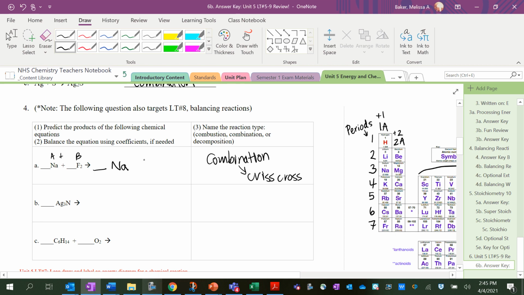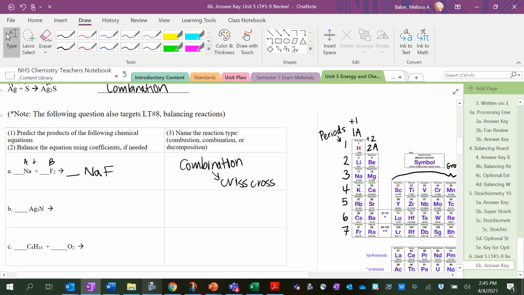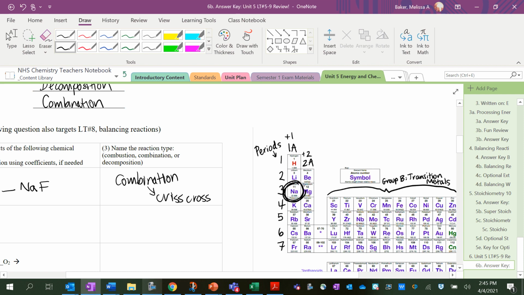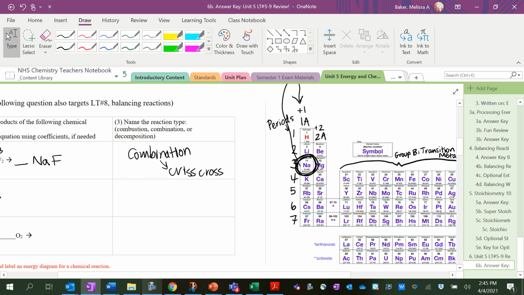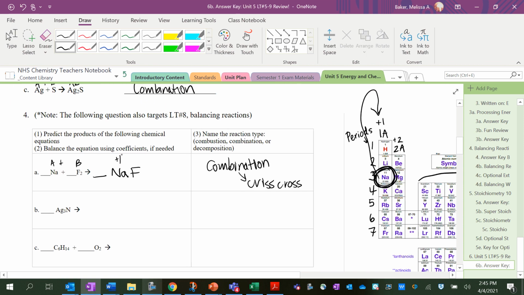So Na and F are together now, but we have to check charges. Na is right here, it's got a +1 charge, and F is right here, it's got a -1 charge. So while some people would want to slap these together and just write NaF2, that's not right. It's just NaF because the charges cancel out.